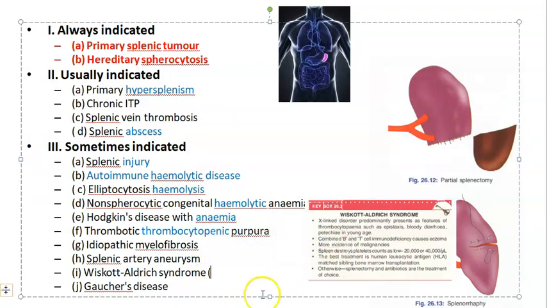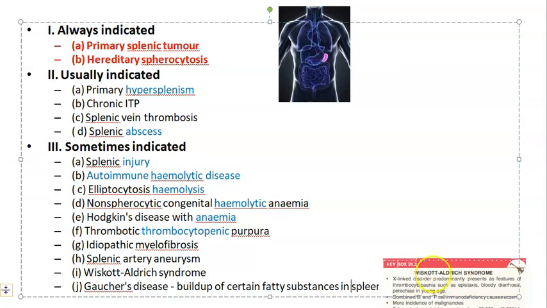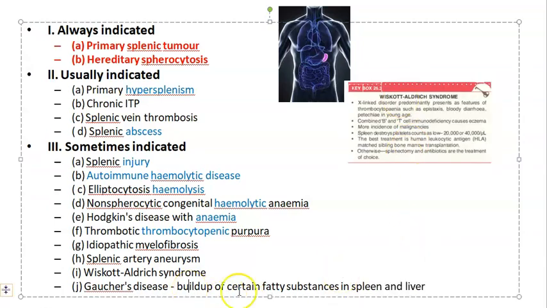Okay. Then, Gaucher's disease. What's the problem in Gaucher's disease? There's buildup of fatty substances in certain organs like the spleen. Buildup of fatty substances in the spleen. This is what we'll remember. So there are fatty substances in the spleen. So we'll remove the spleen, no? Yeah. Which is the only thing we didn't cover.